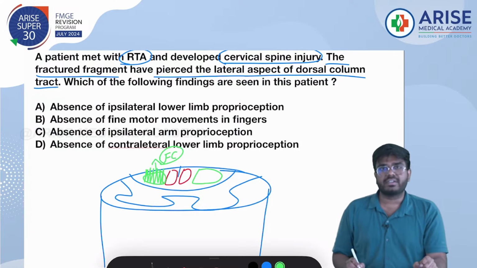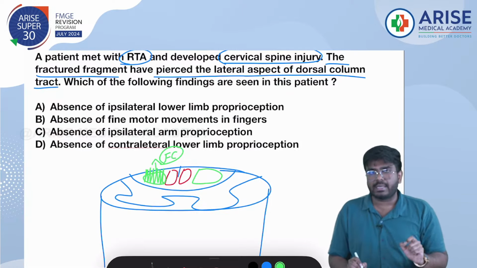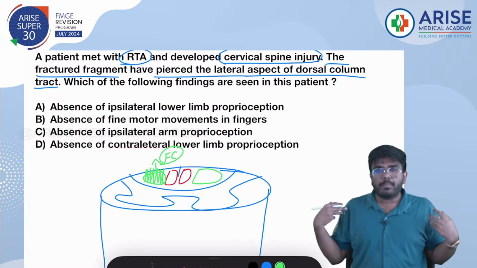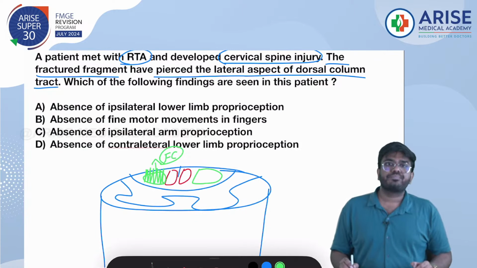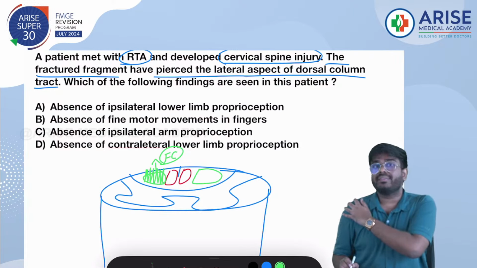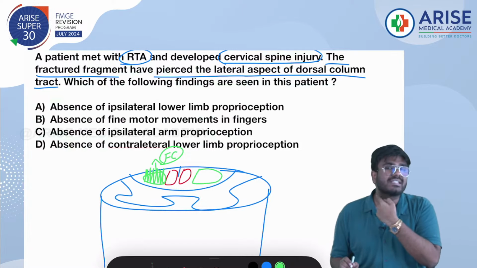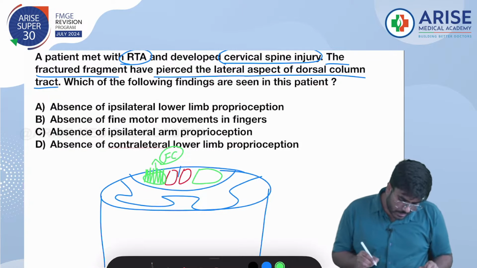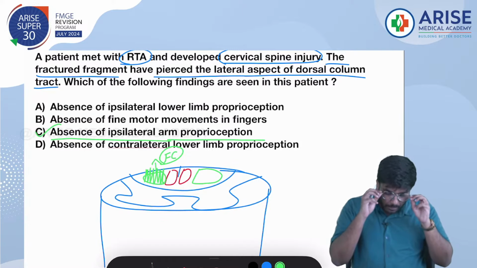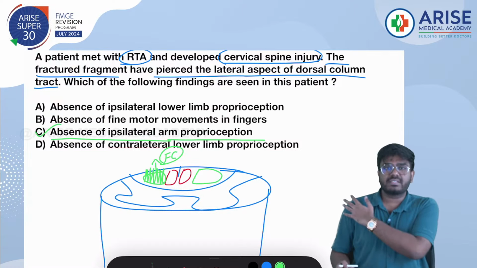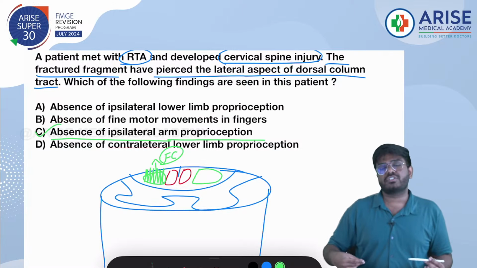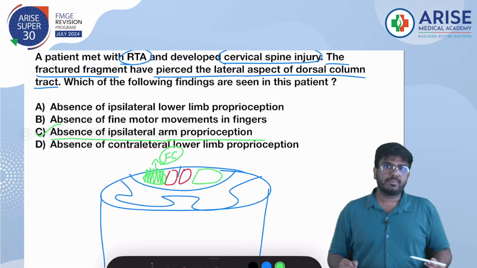Fasciculus cuneatus is affected. Now, what is fasciculus cuneatus carrying? Fasciculus cuneatus carries the advanced sensations from the upper limb. So the patient is going to have loss of advanced sensations in the upper limb on the same side, because dorsal column sensations do not cross in the spinal cord, they cross at the medulla. Okay, so there is absence of ipsilateral, same side, arm proprioception, because fasciculus cuneatus is affected. If fasciculus gracilis is affected, there will be loss of proprioception and vibratory sensation from the lower limbs.